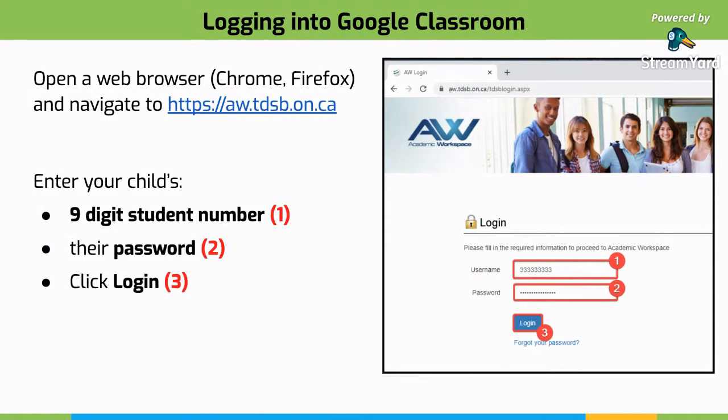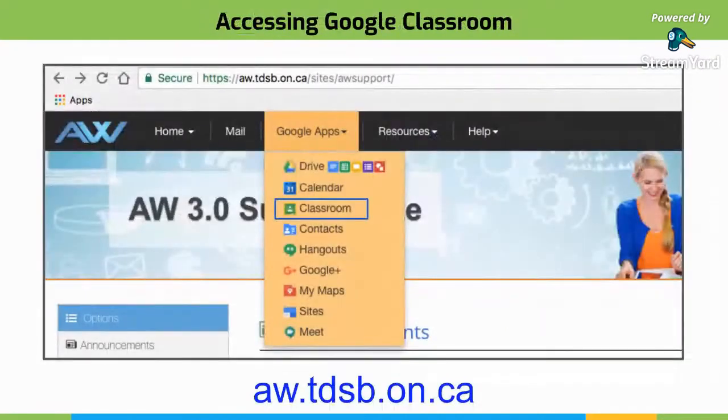That's just a sample student number that you might log in with. So again, 9 digits, the regular password, and you click login, which will bring you to this next screen, which is our Academic Workspace landing page. Academic Workspace fulfills a few different functions for us in the district, but one of them is a launching pad for different tools and services that we have.